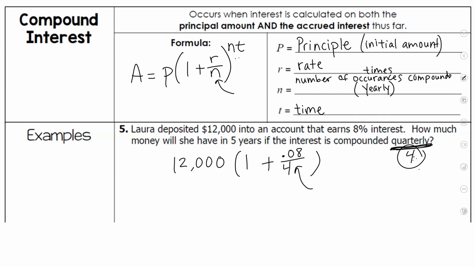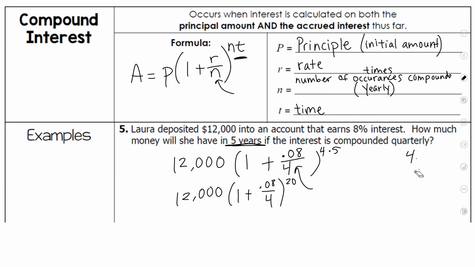Okay? So I'm going to put a 4 here. And then it wants N times T. So that's 4. And how many years? 5. So this is what you're going to type into your calculator. We can simplify this a bit if you want to, or you don't have to. You can just type it directly. And then the 4 times 5 is a 20. Either way you type it in, you'll get the same amount. And how much money will she have?